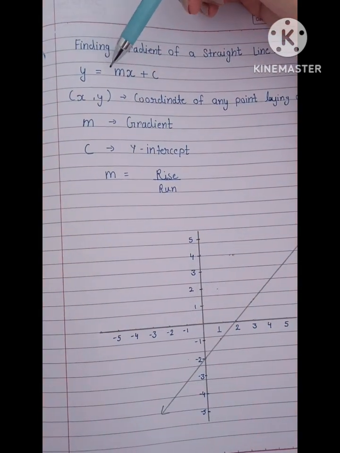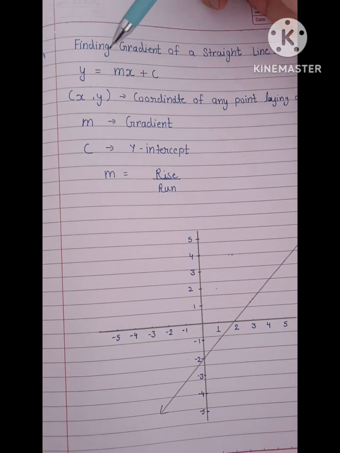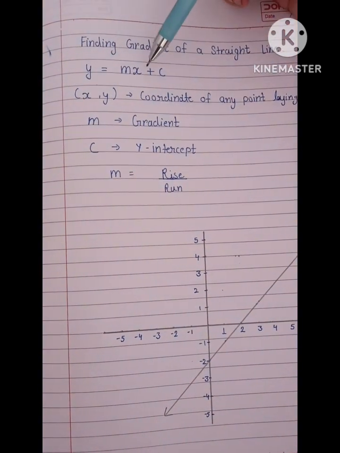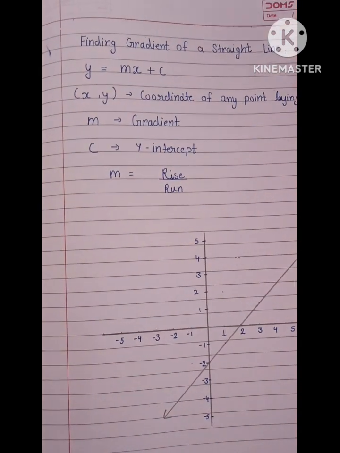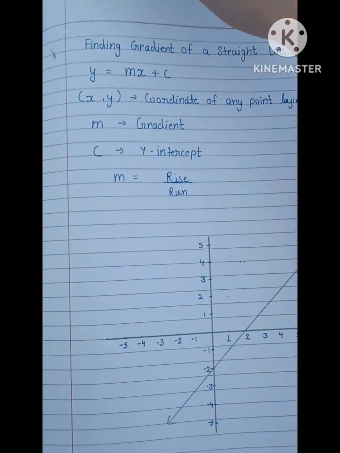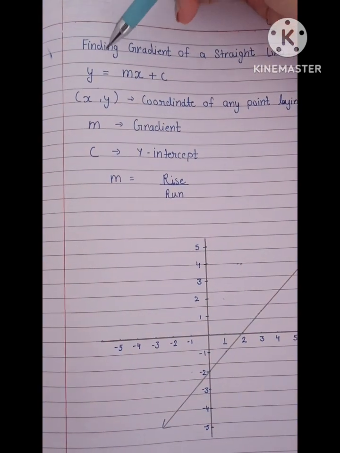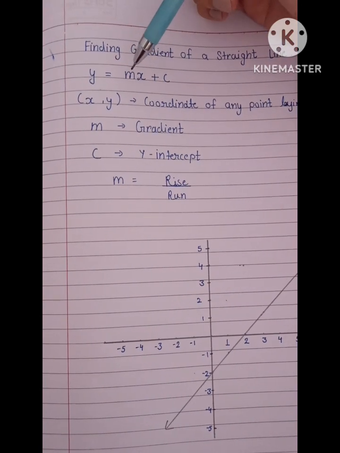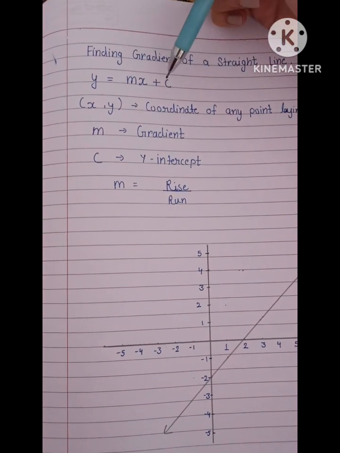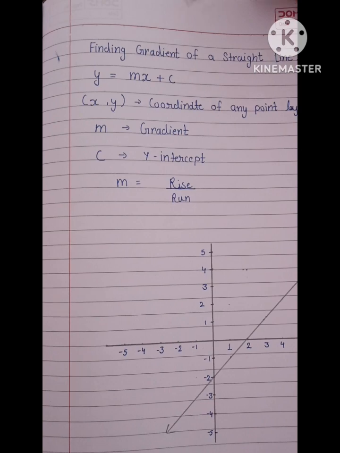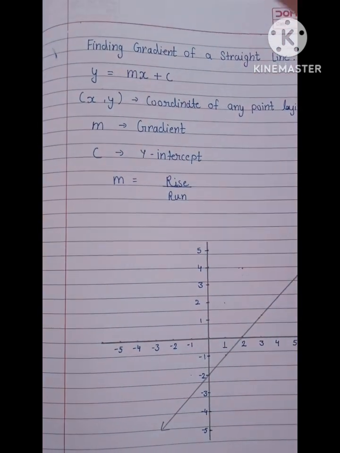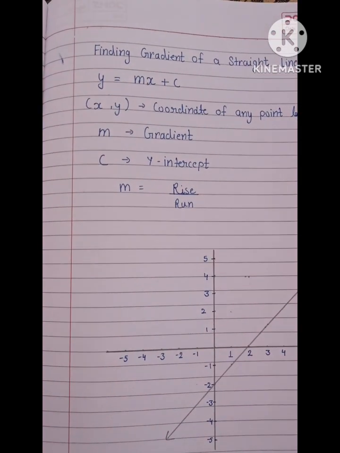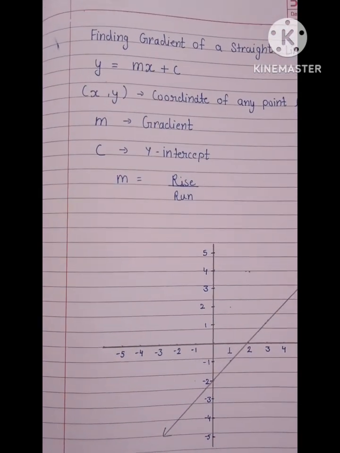Straight lines have an equation of the form y equals mx plus c, where x and y are the coordinates of any point lying on the line. Every point lying on the line would satisfy that equation. m is the gradient which we want to find and c is the y-intercept. Intercept means wherever the line crosses the axis. So c is the y-intercept means wherever the line crosses the y-axis.